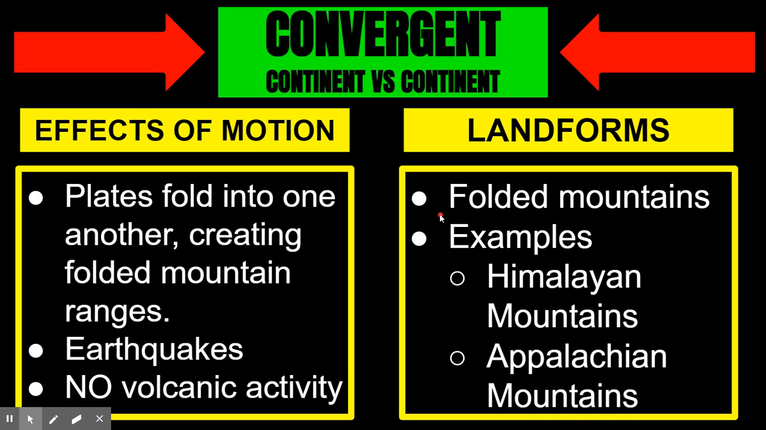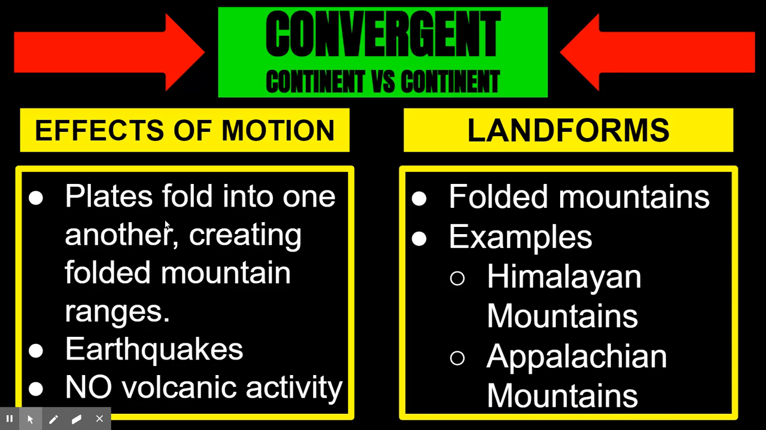Okay. So what are the effects of the motion? So again, plates fold into one another, creating folded mountain ranges. Earthquakes, of course, will occur anytime plates collide. They will cause the earth to quake or shake or break. But there is usually no volcanic activity.